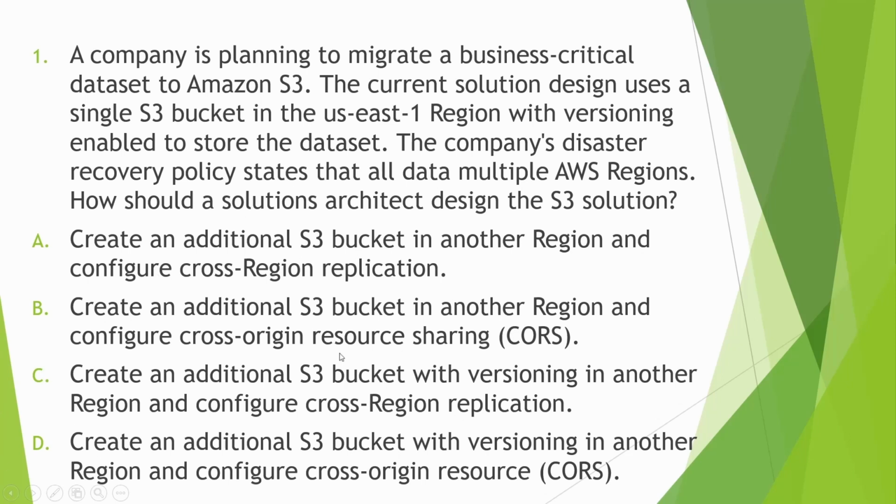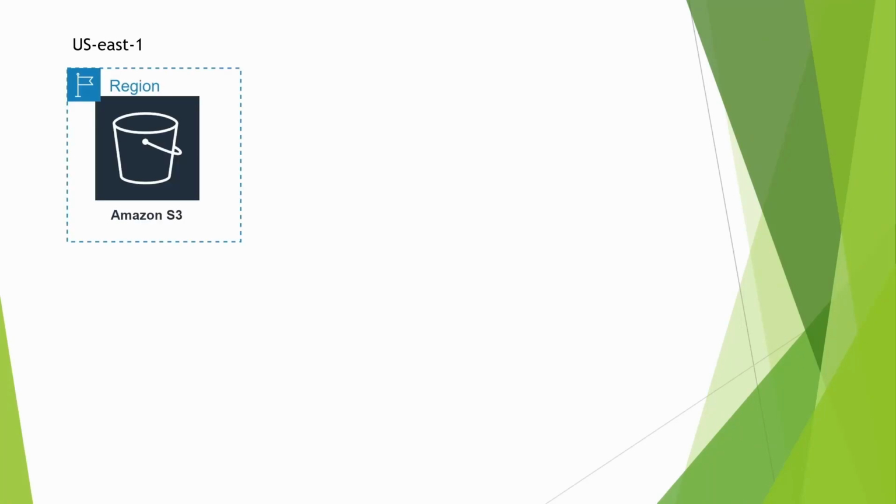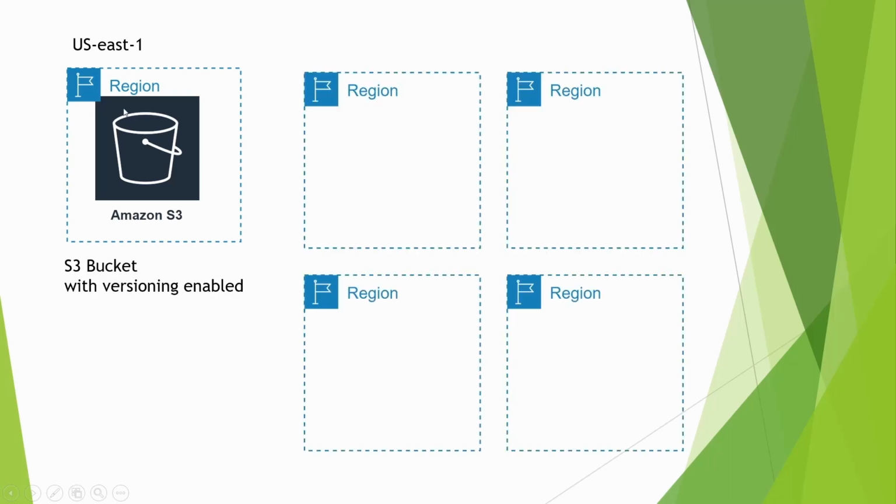Before that, let me explain what the question is saying. You have one region, US East 1, where you have one S3 bucket, and the bucket has versioning enabled. Their disaster recovery policy says that they want this bucket to be replicated everywhere. The data should have replication.